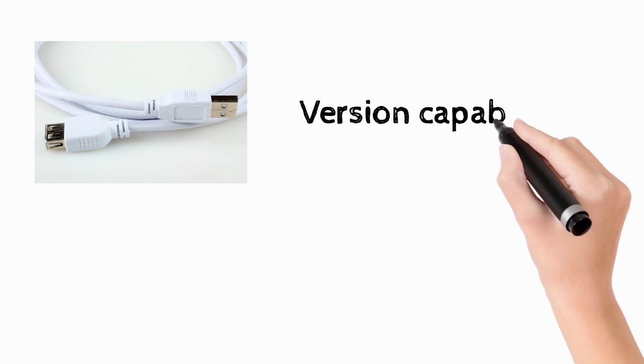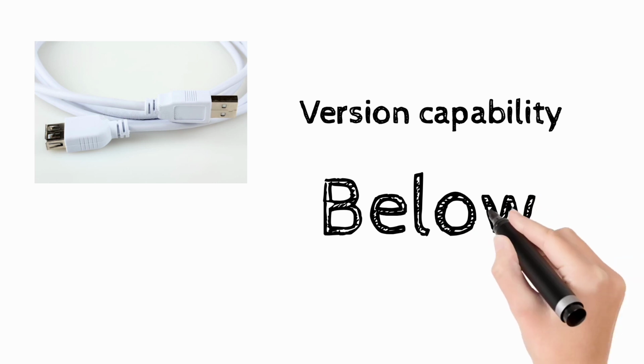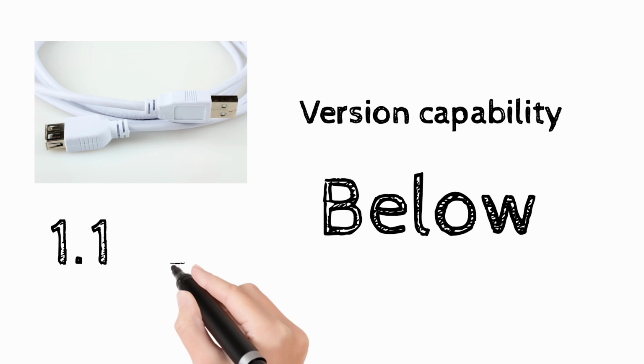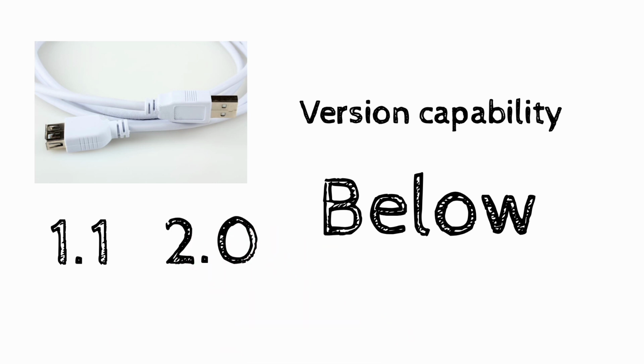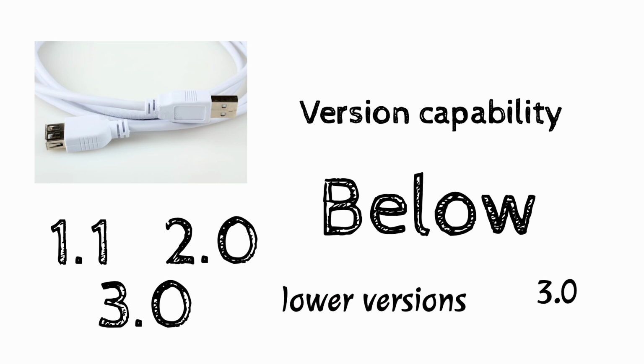USB version compatibility: each version of USB port is backward compatible and forward compatible, meaning it can support any version below or above its current number. For example, devices designed with USB 1.1 and 2.0 technology work in a 3.0 port. However, it should be noted that devices with lower versions run at their native transfer speeds even though USB 3.0 is capable of higher.